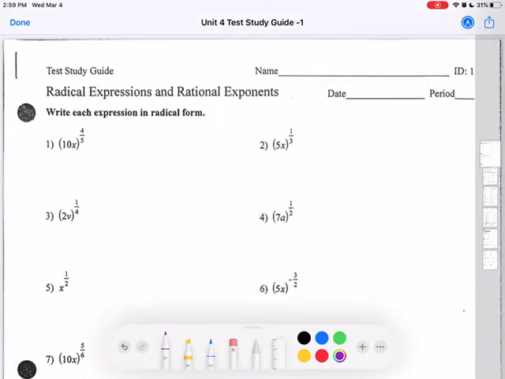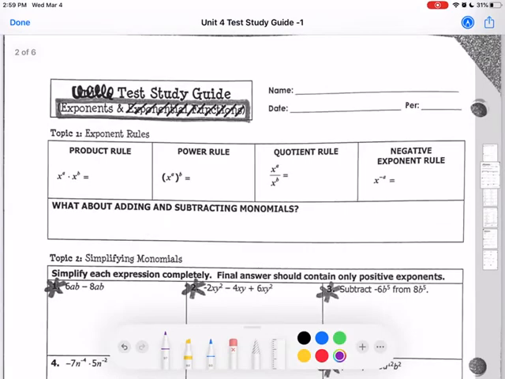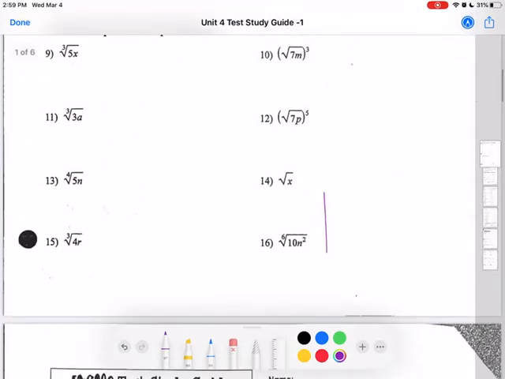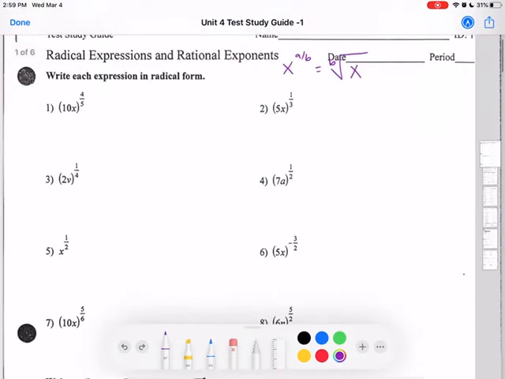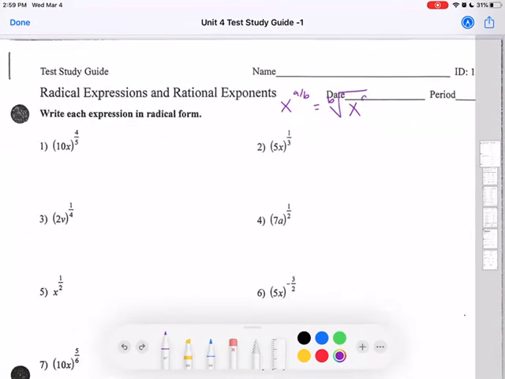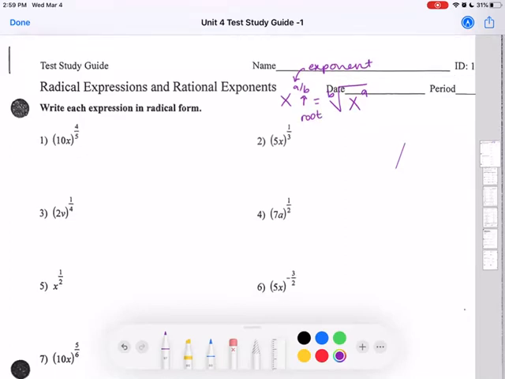If we have x to the a over b, a fractional or rational exponent, we can rewrite this as a root where b is the root, x is the base or the radicand, and a is the exponent. So on top, a is our exponent, and b, that's our root. We're going to apply that when we rewrite these expressions.